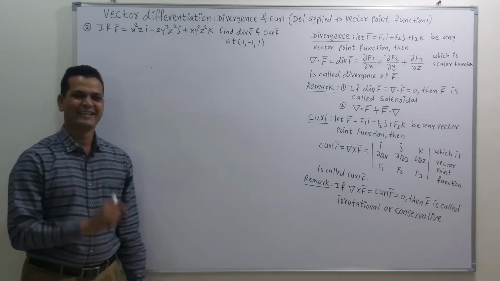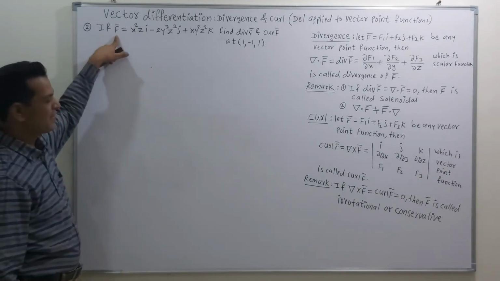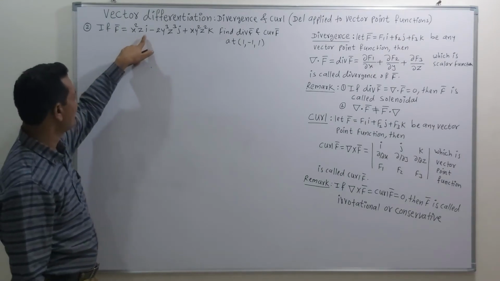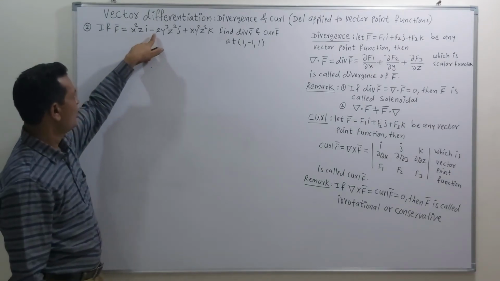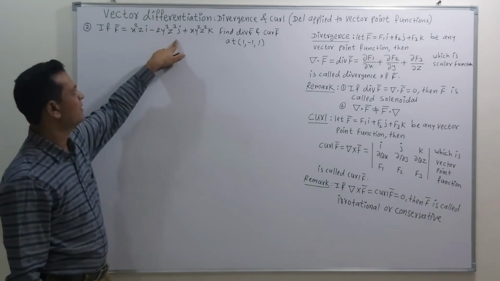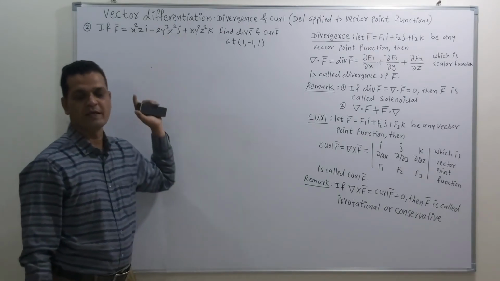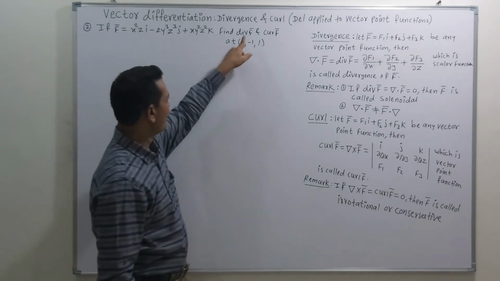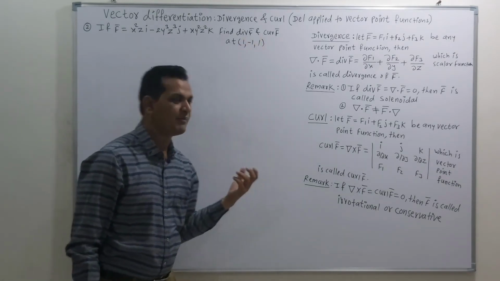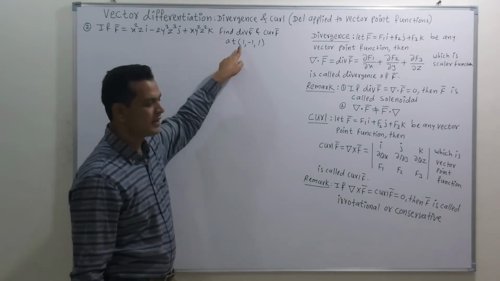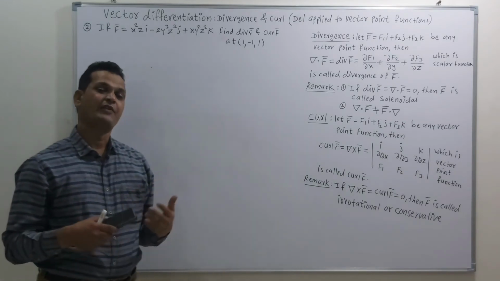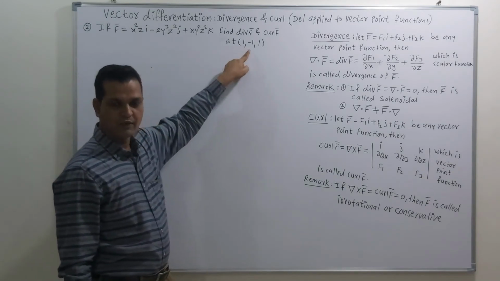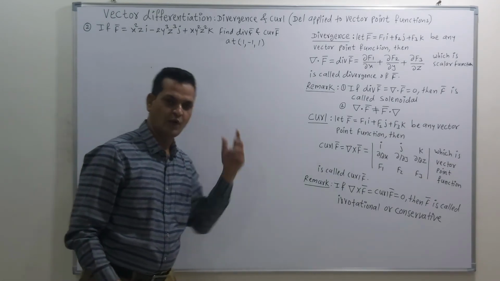Now friends, the second example is: if f bar is the vector defined as x square z i minus 2y cube z cube j plus x y square z square k, find the divergence of f bar and curl of f bar at the point (1, -1, 1). That means after getting the answer of divergence and curl, in particular put x equal to 1, y equal to -1 and z equal to 1.